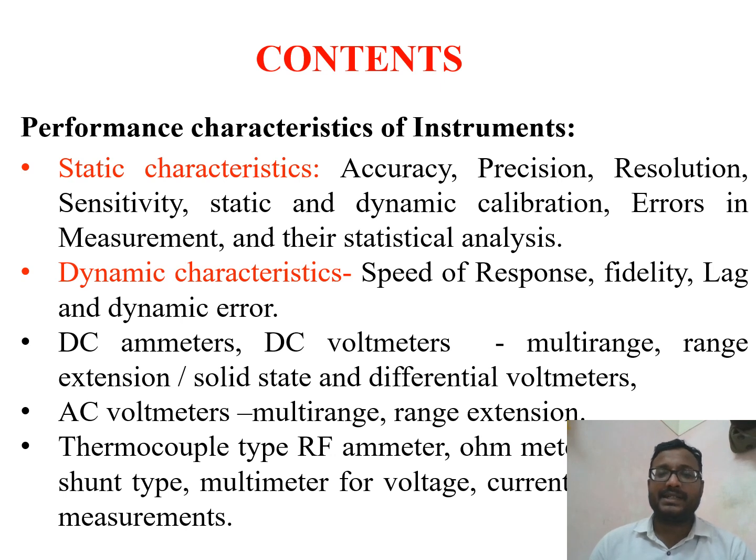And the last one, dynamic error. The dynamic error is also the same as the error, defined as the algebraic difference between the true value and the measured value. But here we assume zero static error. So that is called dynamic error. These are the various static characteristics and dynamic characteristics. Depending upon these two characteristics, we can decide the instrument performance. That's why it is called the performance characteristics of an instrument.